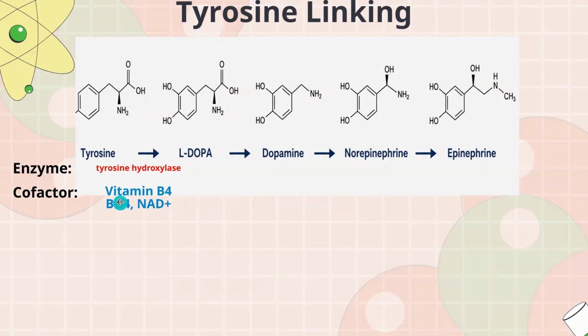Because it's also a byproduct with BH4, right? So this is easy to remember. L-DOPA will form dopamine through dopa decarboxylase. Sorry, this is supposed to be an L.